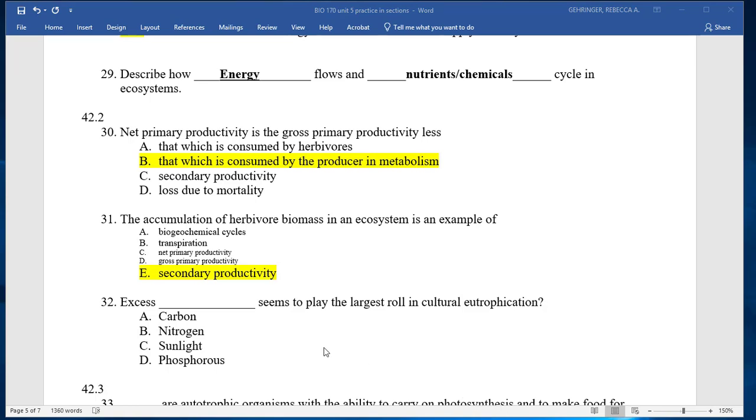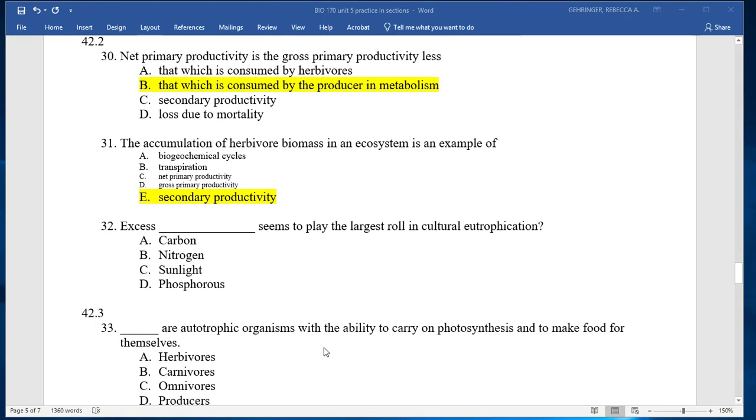So then 32, excess blank seems to play the biggest role in cultural eutrophication. What is cultural eutrophication? That's when we have eutrophication due to excess nutrients. Well, eutrophication in general is due to excess nutrients, but cultural means humans are the reason those excess nutrients are there. So phosphorus seems to play the biggest role in that. Oh, and that should be R-O-L-E, not R-O-L-L for roll there.